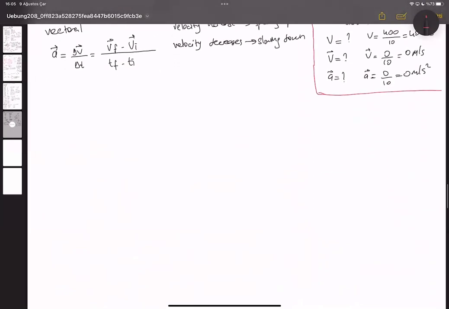Then in the next lesson, we will see about the motions and their graphs.